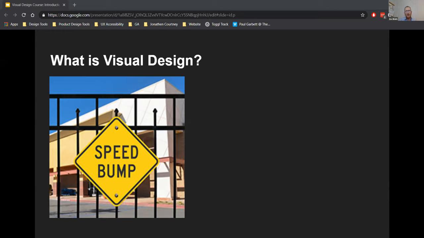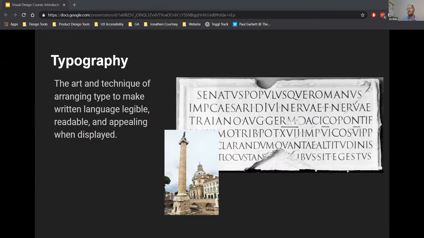So I want to define that a little bit, and let's talk about it. Typography is the art and technique of taking type and making written language legible, readable, and appealing. That's a very dry definition. A lot of these definitions are kind of dry because I wanted to use a very objective definition of things.